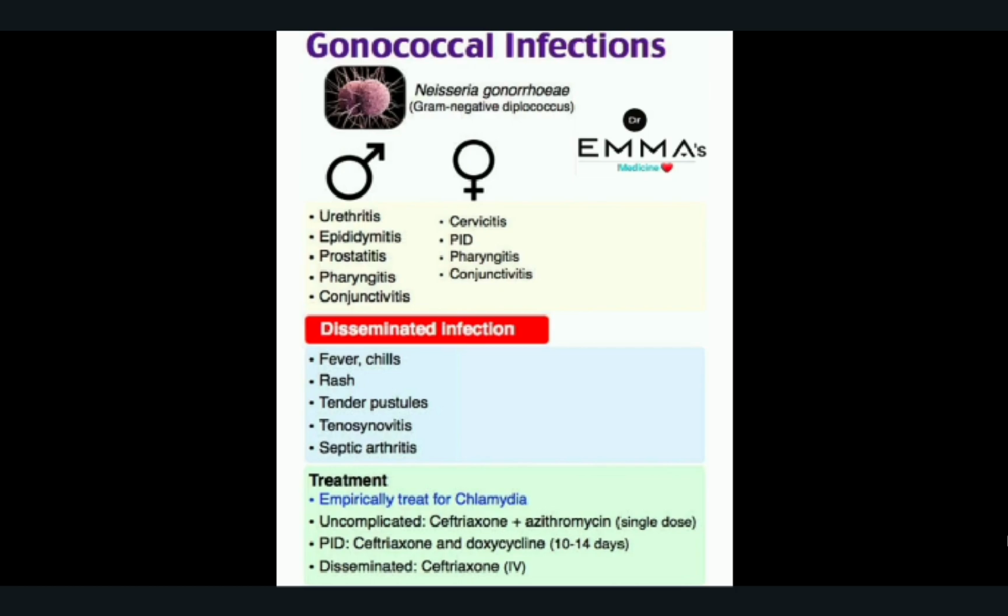So I am again repeating the treatment of gonococcal infections: empirically treat for chlamydia; uncomplicated condition, ceftriaxone plus azithromycin single dose; in pelvic inflammatory disease, we give ceftriaxone and doxycycline, and the duration is 10 to 14 days; and in disseminated case, we give ceftriaxone. So, this is all about gonococcal infections.